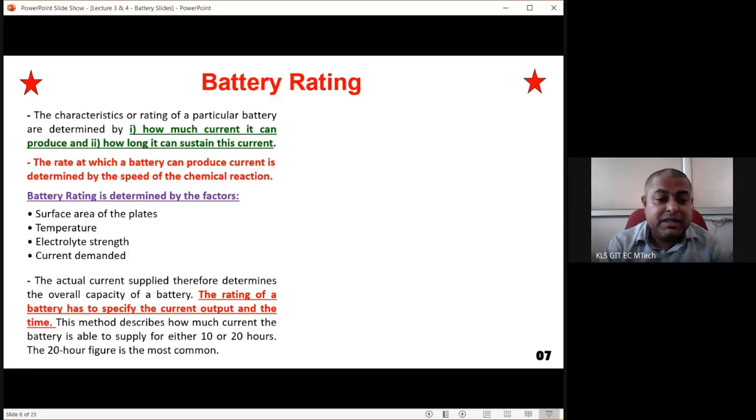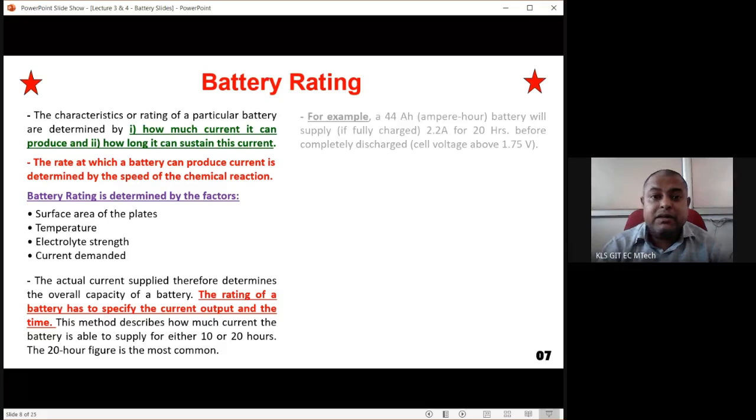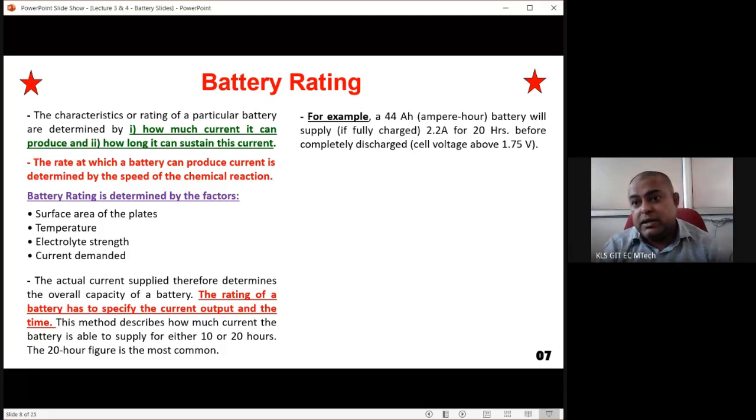It is said that the method describes how much current the battery is able to supply either for 10 hours or 20 hours. Don't check at 10 hours, check at 20 hours only. So if a battery can give you 2.2 ampere current for 20 hours, then we can say that the ampere hour for the battery is 2.2 multiplied by 20, that is 44 ampere hour. So that is what the example is saying. The Bosch battery which I had shown you previously had a 44 ampere hour rating.